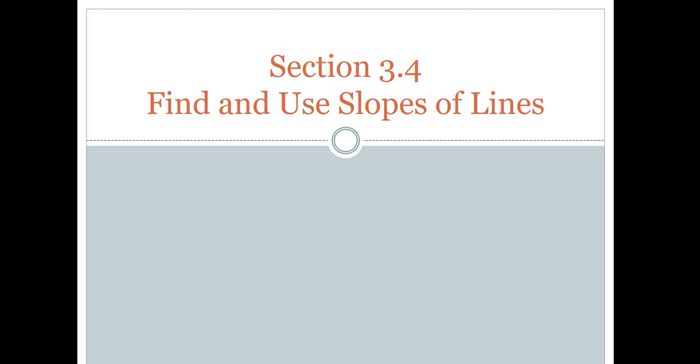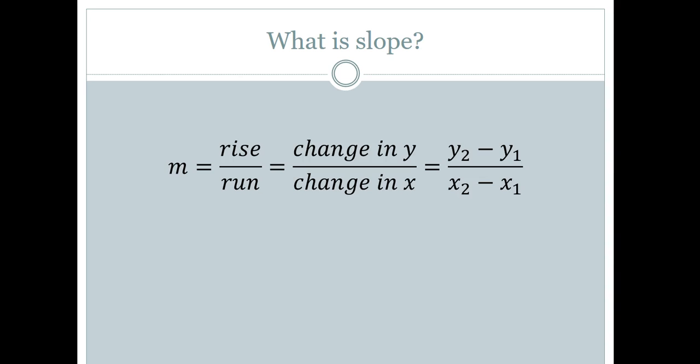This is section 3.4, Find and Use Slopes of Lines. The last three sections of chapter 3 are more algebra-based sections, so some of this will be a review. So what is slope? Remember, m is the letter that we use for slope. It's rise over run, or change in y over change in x, and the formula is y2 minus y1 over x2 minus x1.